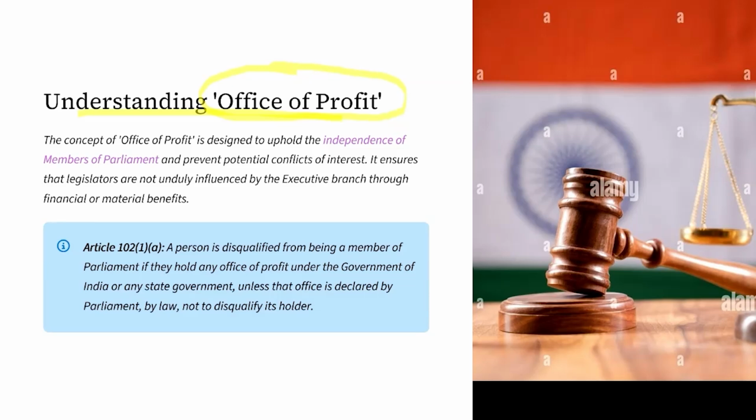Now, what does Article 102, Clause 1, Subclause A say? It says a person is disqualified from being a member of parliament if they hold any office of profit under the government of India or any state government, unless that office is declared by the parliament by law not to disqualify its holder. Now, what is this office of profit? The explanation for this is very simple.